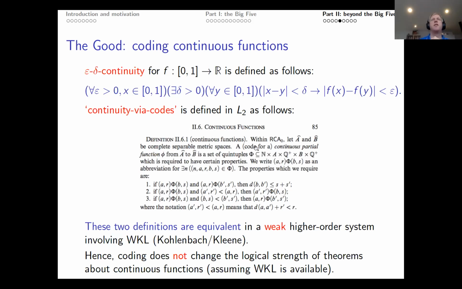You can work with this definition or you can work with that definition. So for any theorem about continuous functions, it doesn't seem to matter if we use codes or not. This is a contribution by Ulrich Kohlenbach, going back to results by Kleene more than about 70 years ago, I guess. So the real epsilon delta definition and the coded version are equivalent. And this is why this is called the good. Coding continuous functions works. And that's about it.